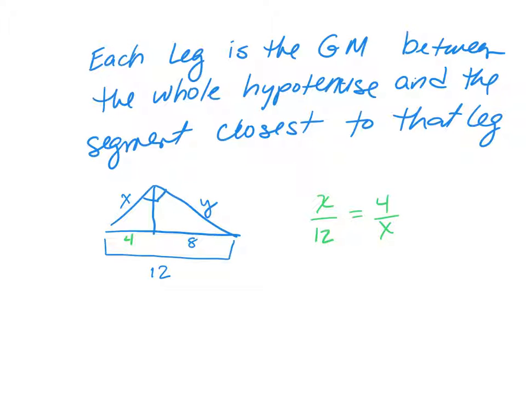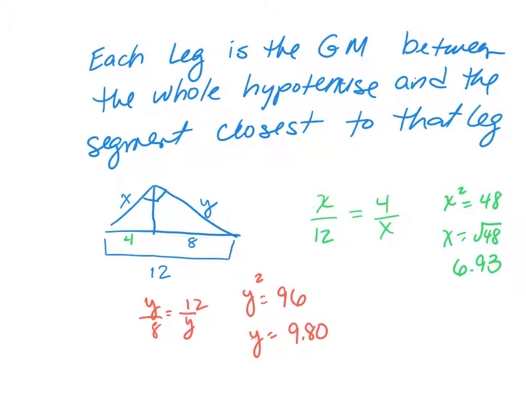You just follow the rule. Read the rule over and over and over again. So now we have x squared equals 48. X equals the square root of 48, which is high sixes. So 6.9 something maybe? Go ahead and tell me. So the leg, the y, is the geometric mean between the whole hypotenuse, which is 12, and the piece closest to that leg, which is 8. When you cross multiply, you get y squared equals 96, and then y is 9.80.